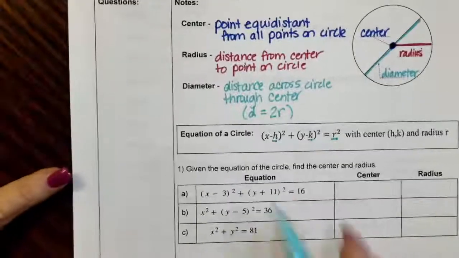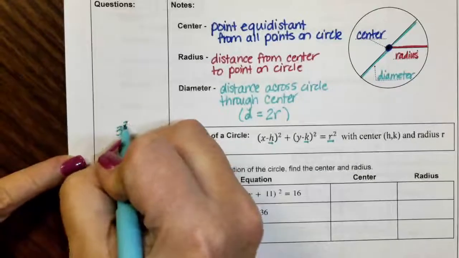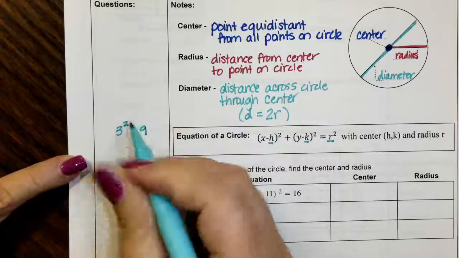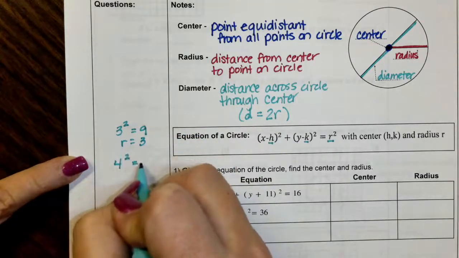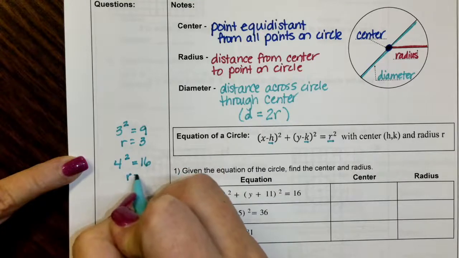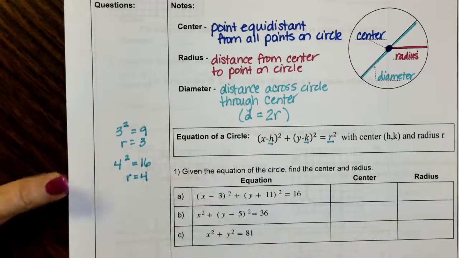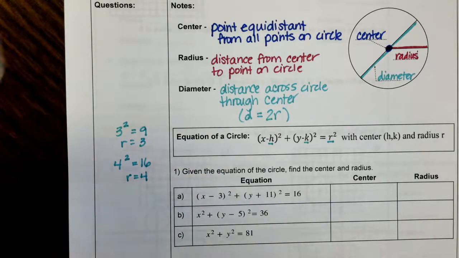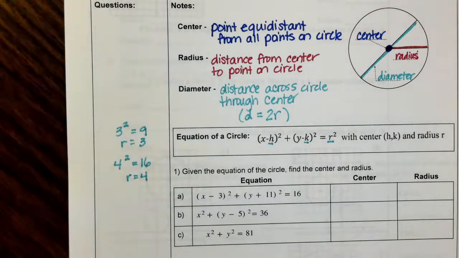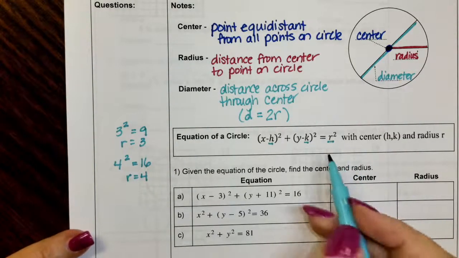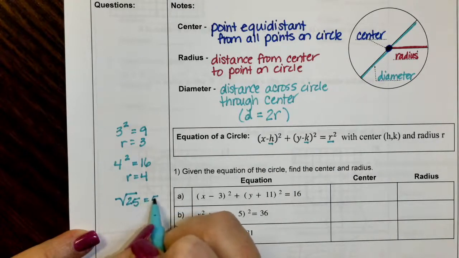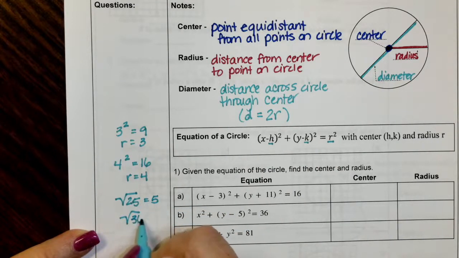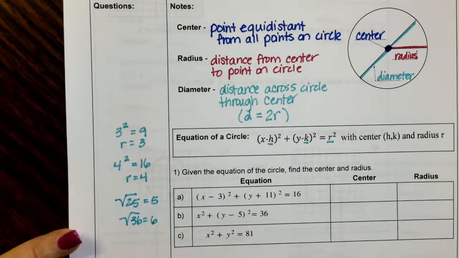So let's just drop back for just a second. 3 squared is equal to 9, so r would be 3. 4 squared would be equal to 16, so r would be 4. And so r is actually the number that you would put. We would actually simplify it, so you might have to take the square root. The square root of 25 is equal to 5. The square root of 36 is equal to 6, and so on.